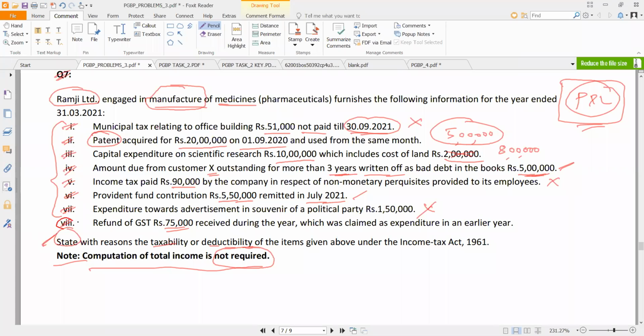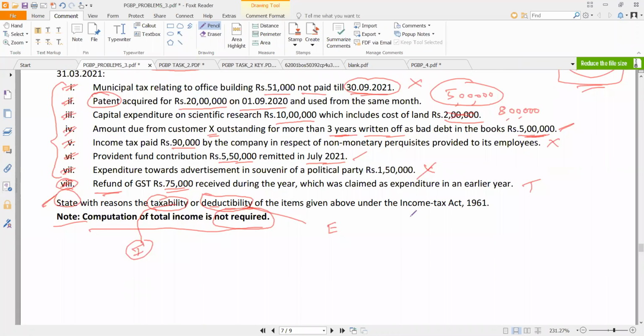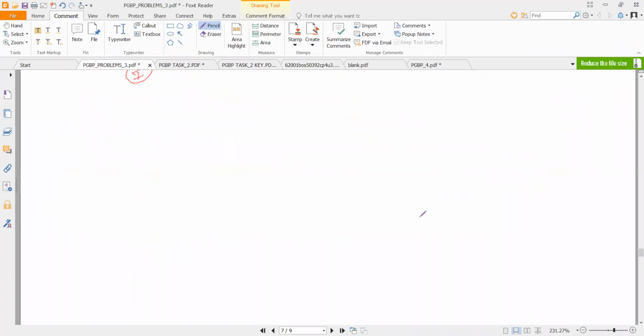But this point is related to an income. It is a refund of GST. It's an income, so it is taxable. That is why this question also said discuss the taxability or deductibility. Both are not the same. Deductibility will be in relation to expenses. Taxability will be in relation to incomes. Both are completely different. If you use different words interchangeably, you will automatically get a very bad impression and very bad marks also. So clarity of words is also equally important.